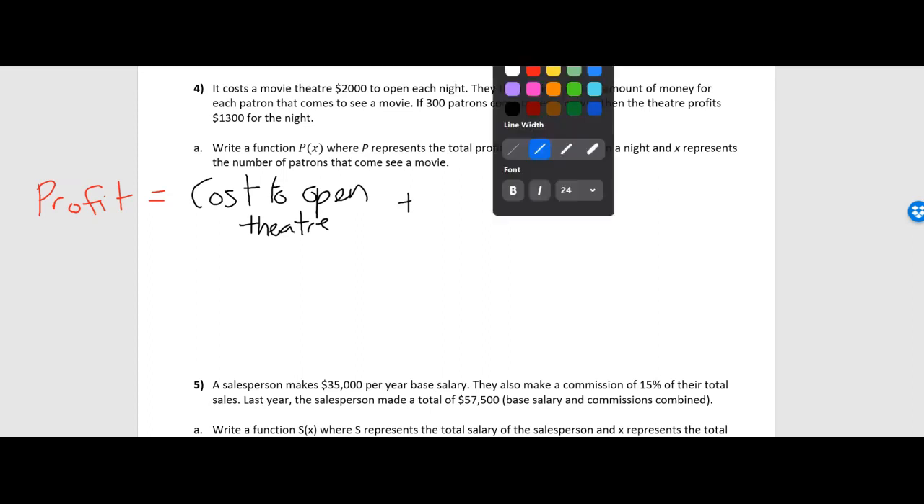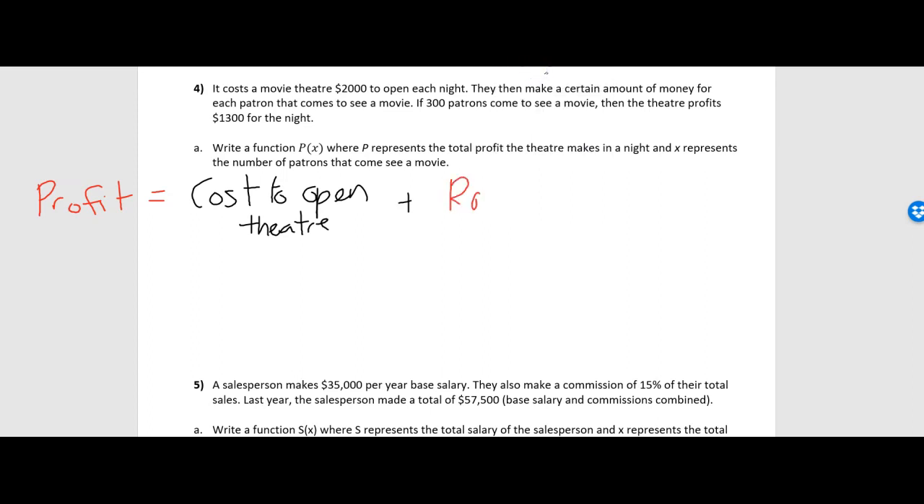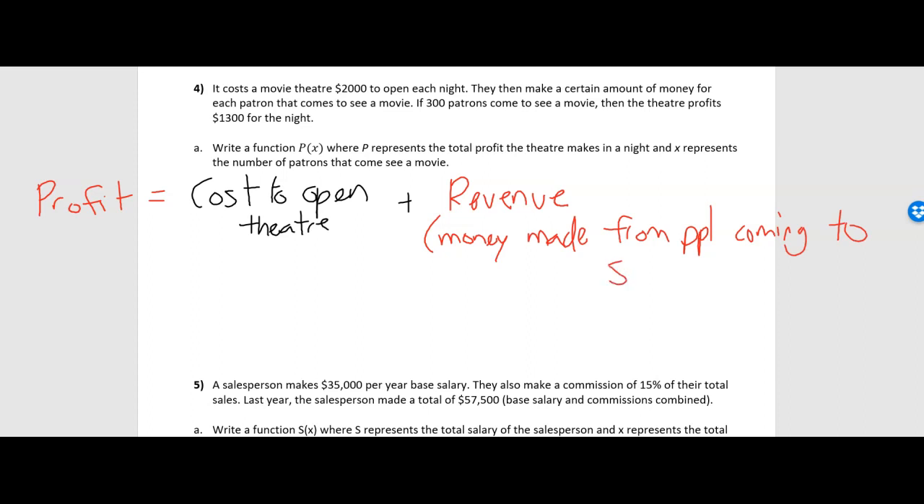plus the revenue, right? How much money they're making from patrons coming to see movies. Money made from people coming to see movies. I know it's a little long, but I wanted to make sure we understand what that means. Let's make profit a different color.